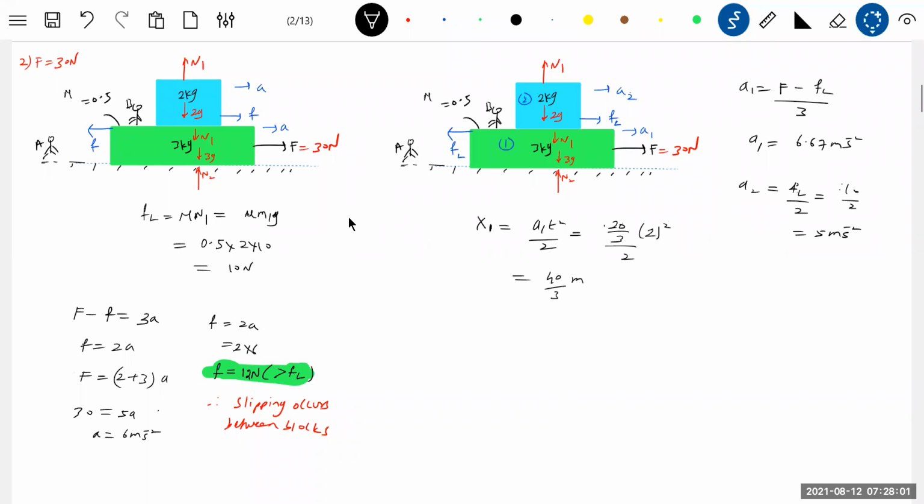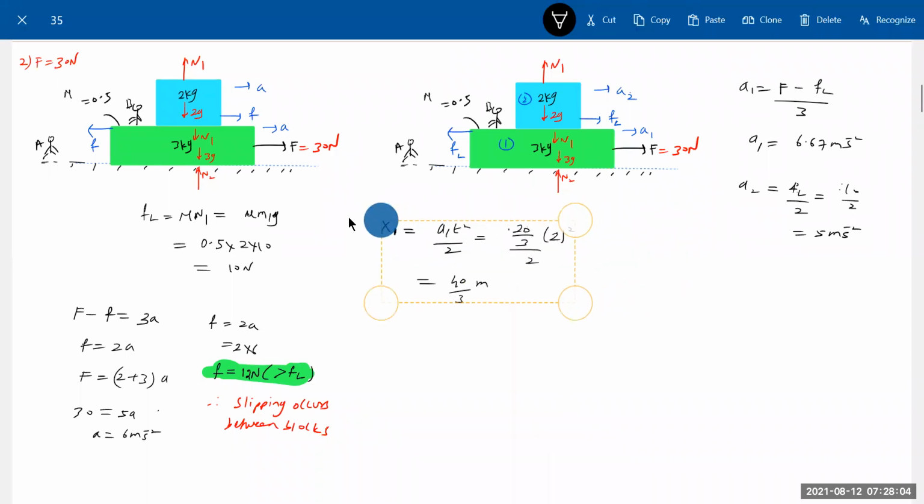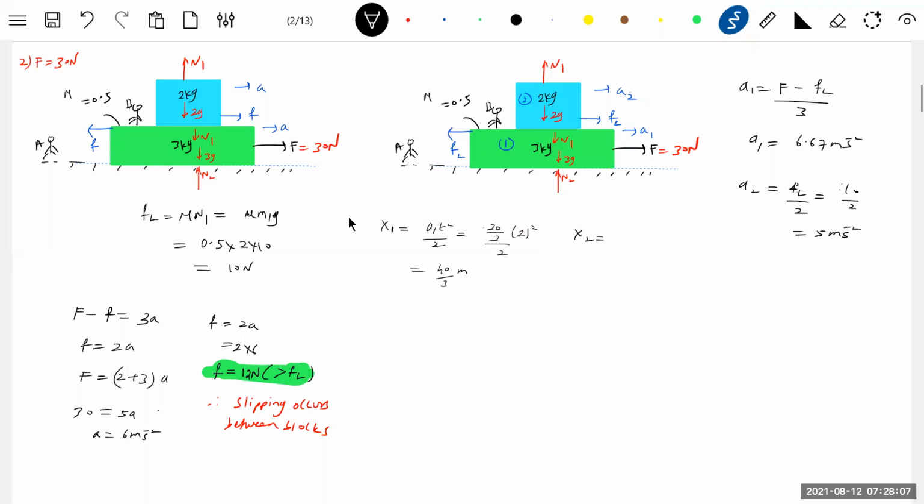Displacement of the other block: X2 is equal to A2 T square by 2, which is 5 into 2 square by 2, so this will be 10 meter. You can see clearly that in an interval of 2 seconds they have different displacements. Let's calculate the work done by friction on the 2 kg block. That should be equal to FL into X1. FL is 10 and it does positive work, 400 by 3 joules.